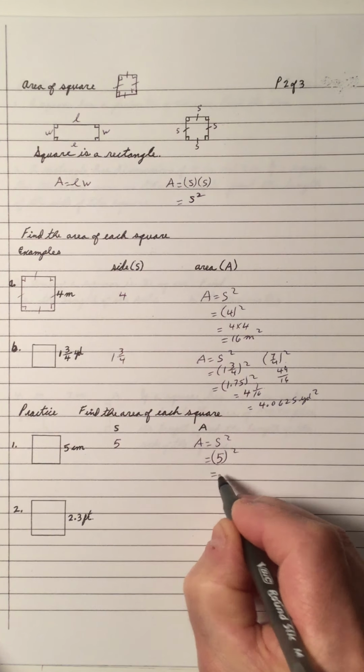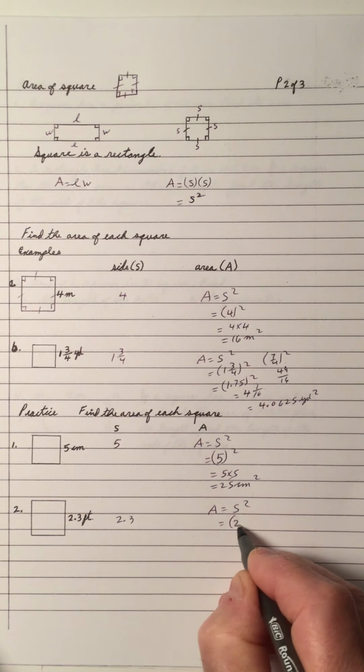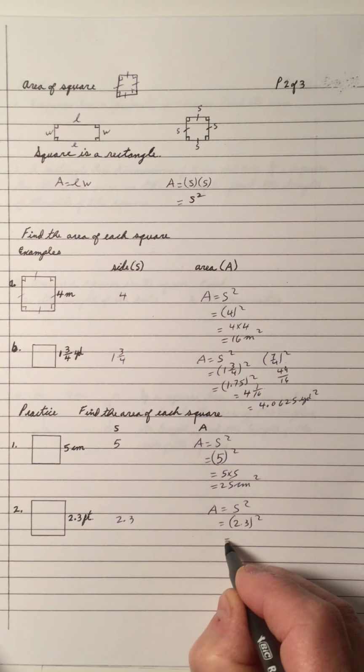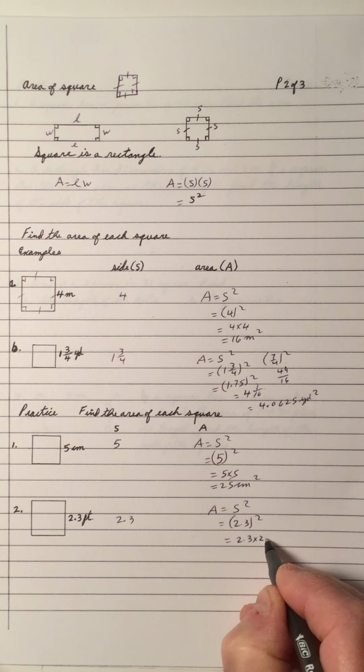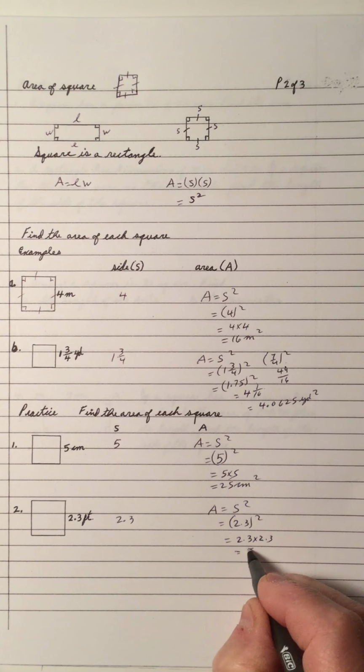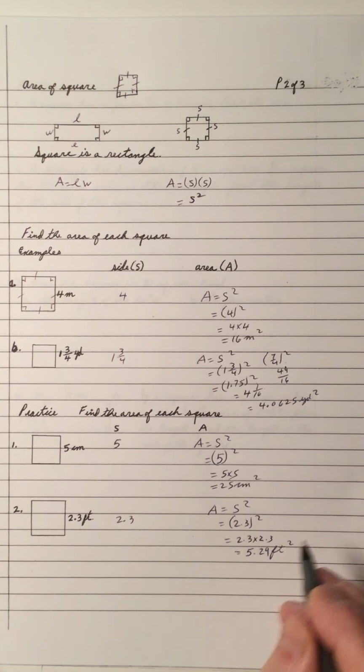And this square has a side of 2.3. So A equals S squared. So it's 2.3 squared, and 2.3 times 2.3 on a calculator gives me 5.29, and I have feet, and it's squared.